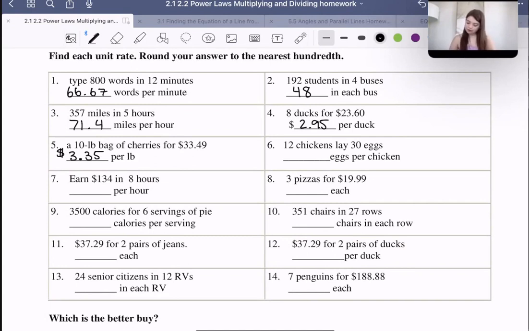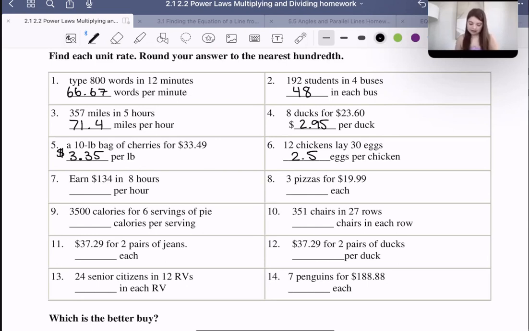All right, 12 chickens lay 30 eggs. How many eggs per chicken? What rate is that? Well, we're going to have to do 30 eggs, divide by 12, and we get 2.5. So on average, we have 2.5 eggs per one chicken.